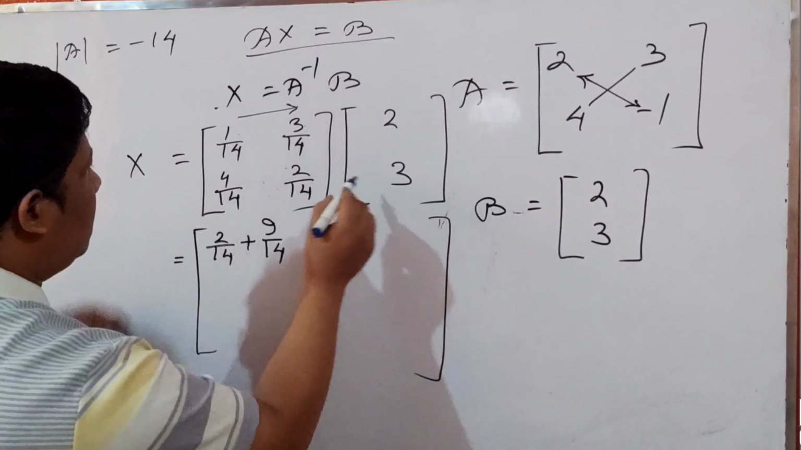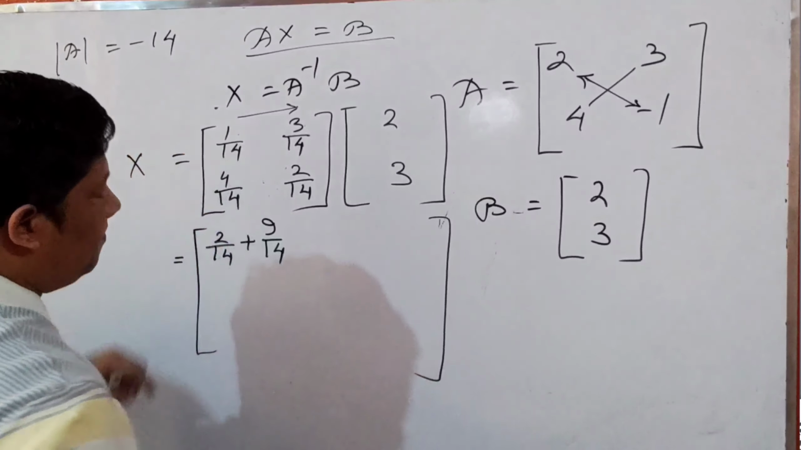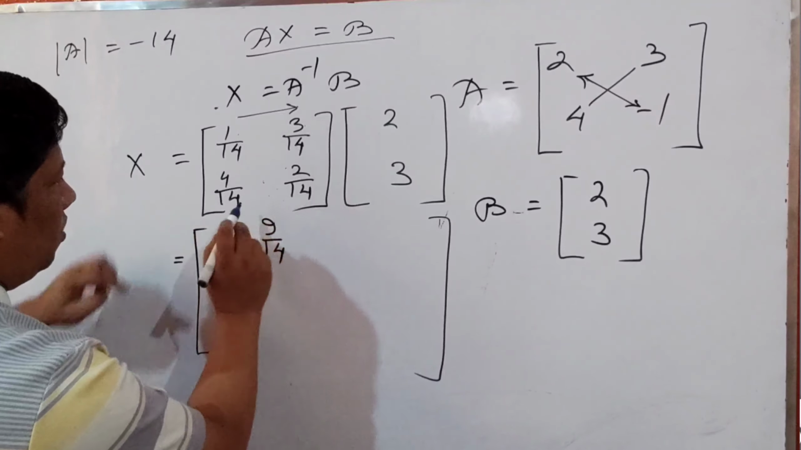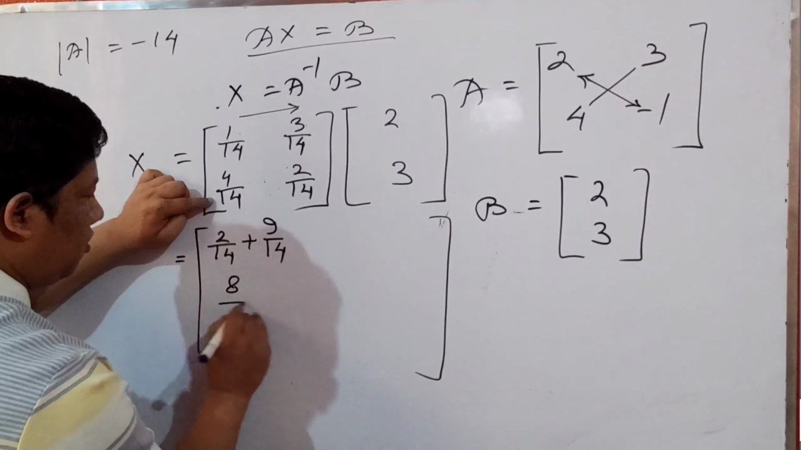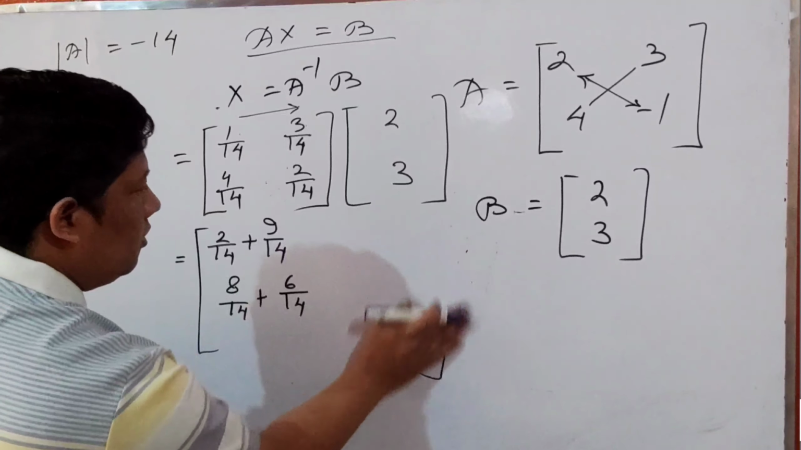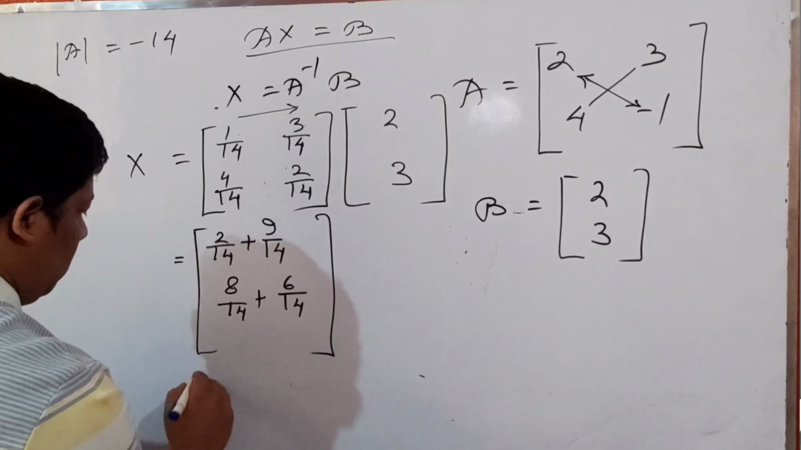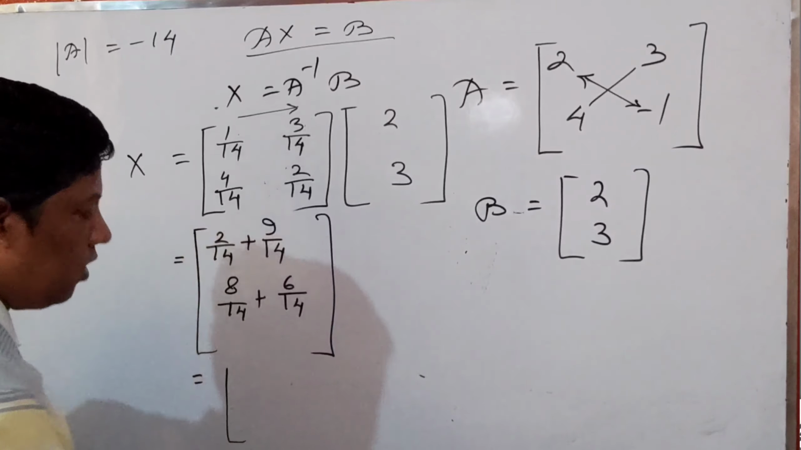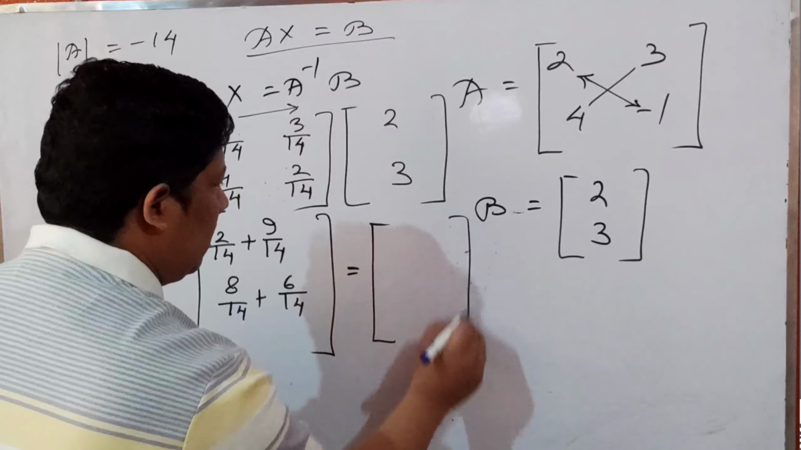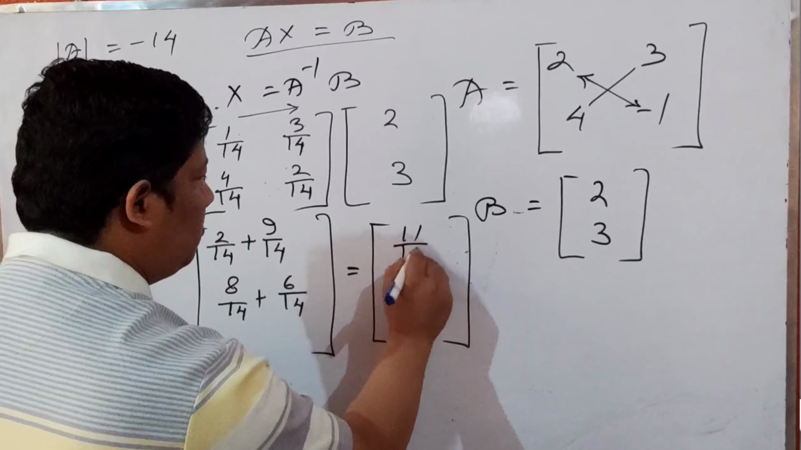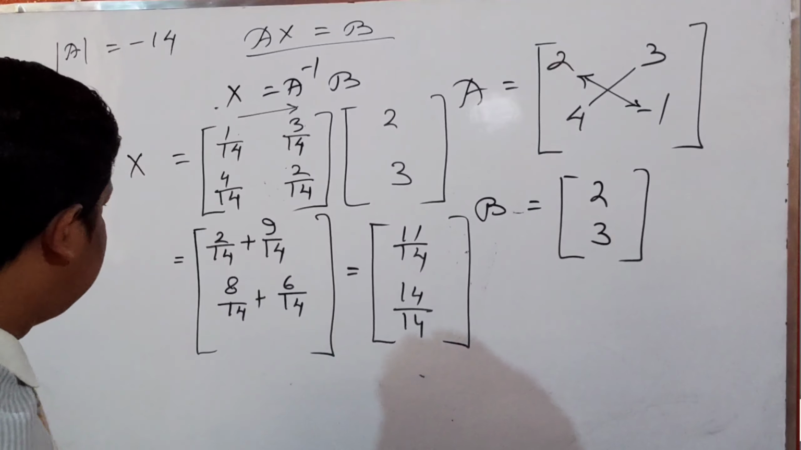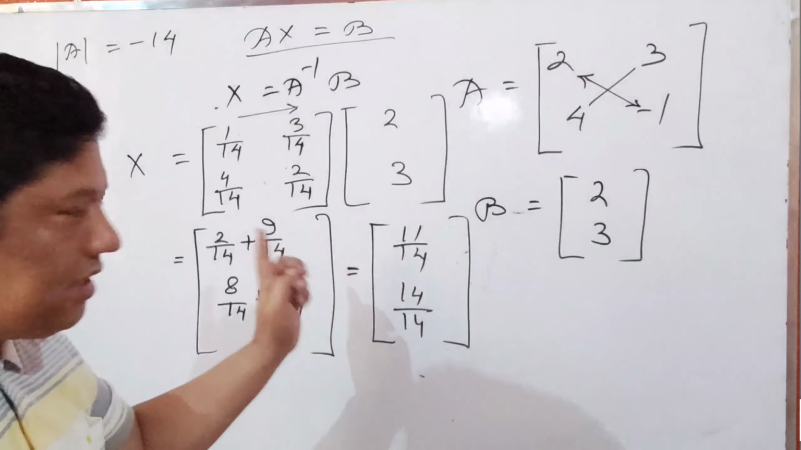Again these two numbers you multiply, you get for these numbers. Again for this row, these elements you get 8 upon 14 plus these two numbers 6 upon 14. So I get this one. Now if I added these two numbers, I write here 11 upon 14 and 14 upon 14. So that is the value of x. So my students, I think you understand.